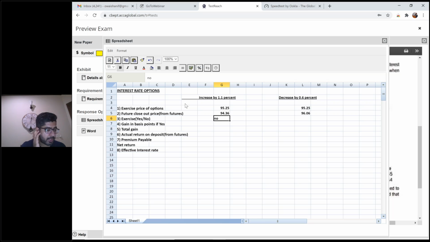But the strategy is buy now, sell later. So buy at 95.25, sell at 96.06. This is going to be a gain, so yes. Next, gain in basis points, if yes. The first case is not yes, so 0. This is yes, so you can take the difference, 0.81%, which means 81 basis points. Then the total gain is gain in basis points into number of contracts into tick.